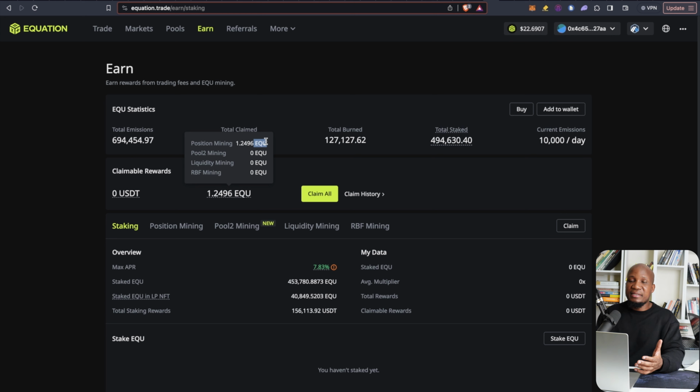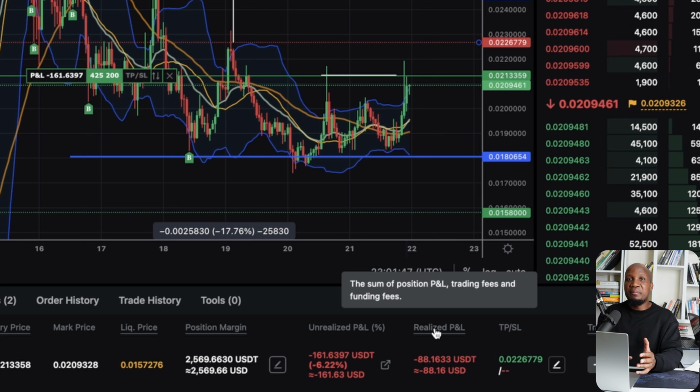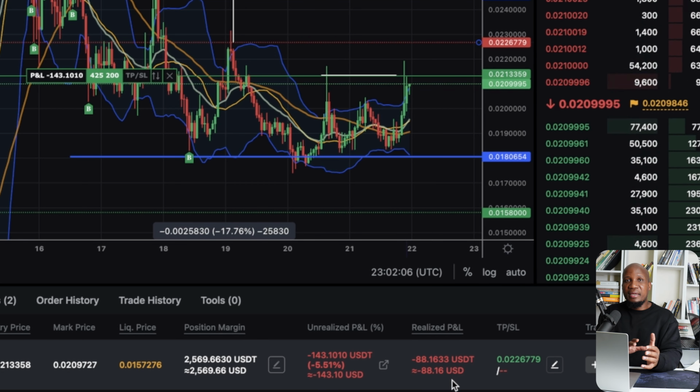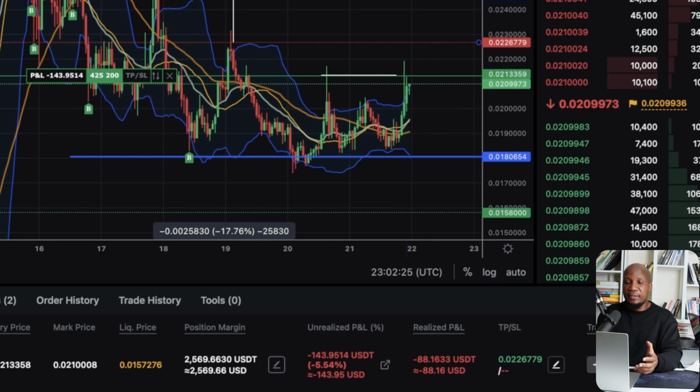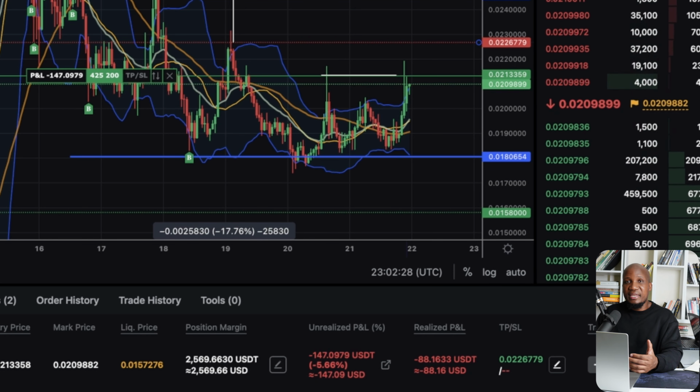Now I want to do a comparison of a position that I'm holding on a centralized exchange with a position margin of $2,500. You can see, because I've been scaling this position for about a week, I am losing money here. So if I was trading the same position on Equation, I would have been making more money because I've been holding this position for about a week. And here, because the margin is huge, about 2,500, I would have been making around about $80 per day. So that's why you should be trading on Equation.